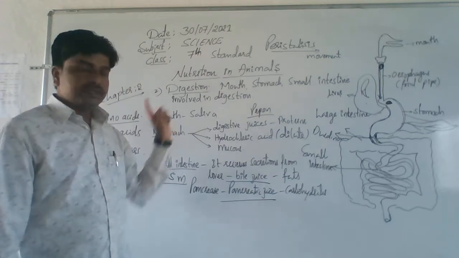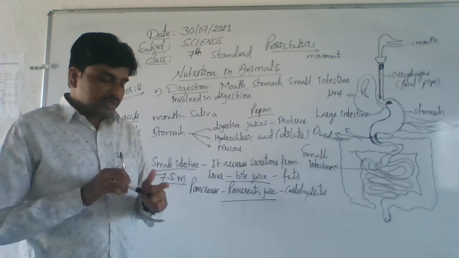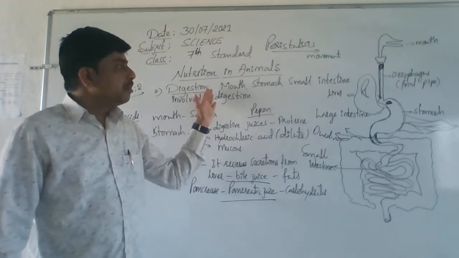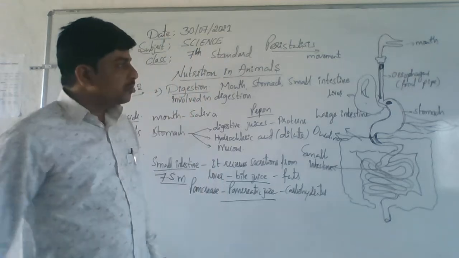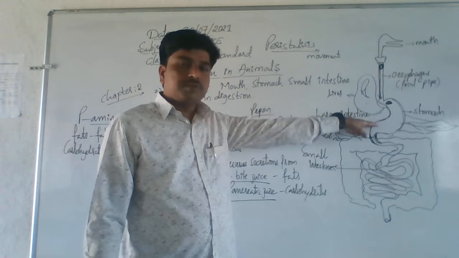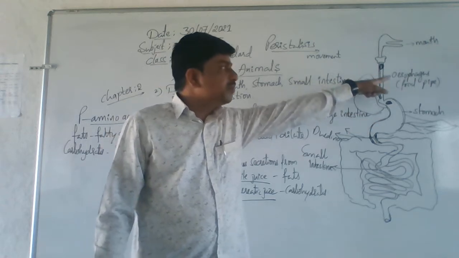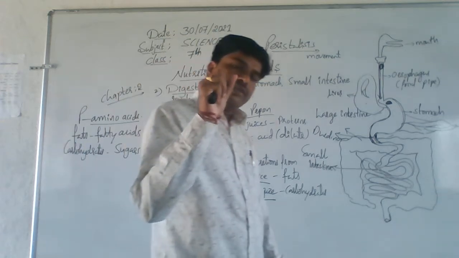So this is the second step of nutrition, that is digestion. In this digestion process, three parts are involved: mouth, stomach and small intestine. One main important point to remember. So the mouth passes the food to the stomach through the food pipe or esophagus. Inside the esophagus, contraction and relaxation happen.